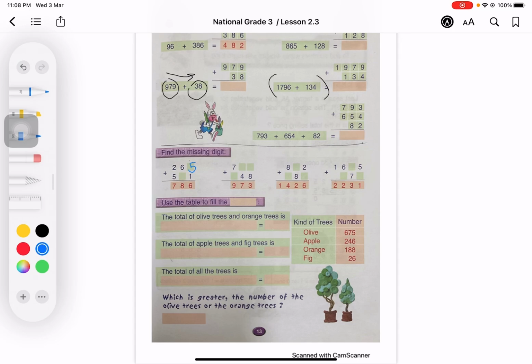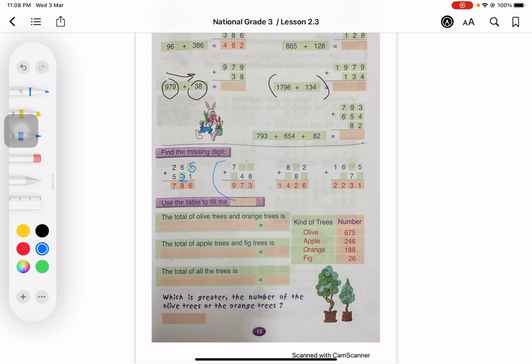Now look, go to the tens. 6 becomes 8. How much do I give to the 6 to become 8? 2. So we finish. We found the answers for the 2 empty boxes. 5 plus 1, 6. 6 plus 2, 8. And 2 plus 5, 7.